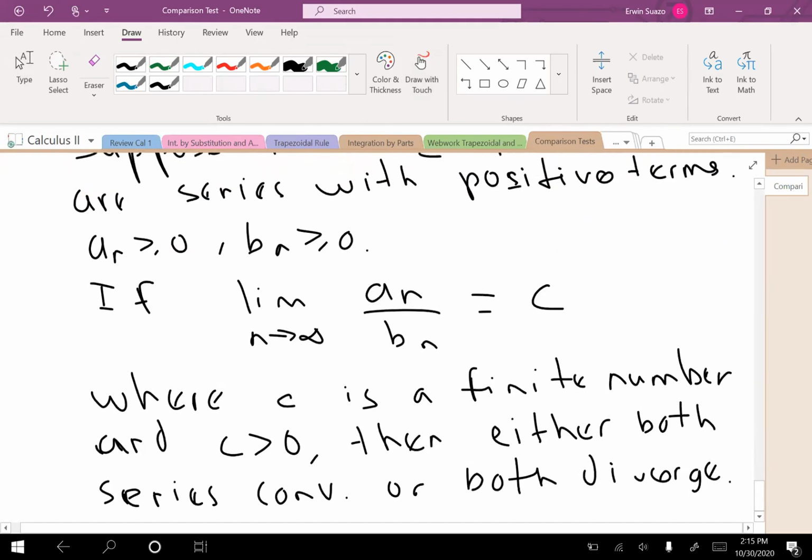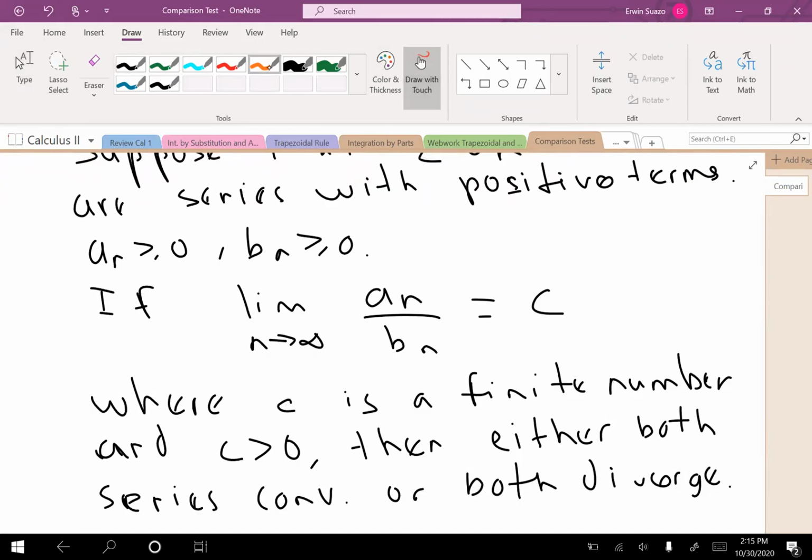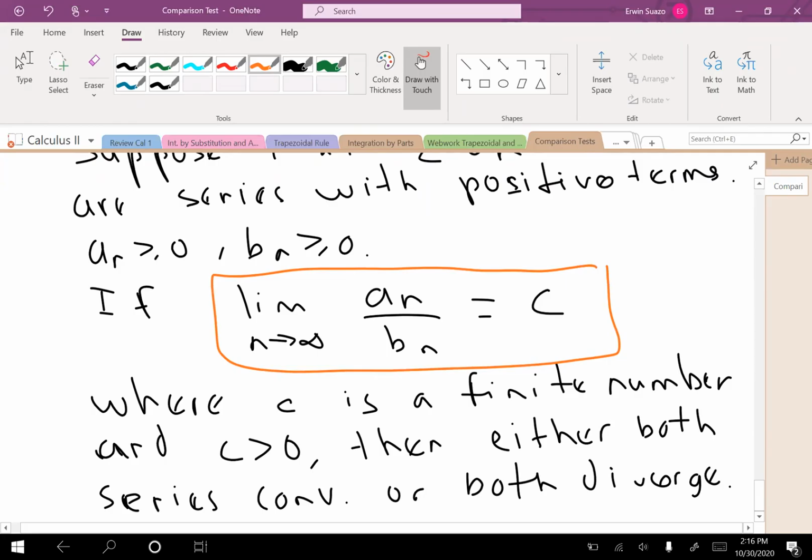And this is really important, really interesting. So if you can find the limit of the quotient of the general term, not the sum, there is no sum here, just the general term a sub n over b sub n, both converge or both diverge. That's very nice. But again, you have to be good at limits.